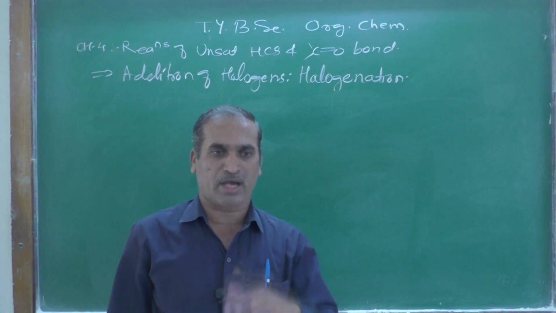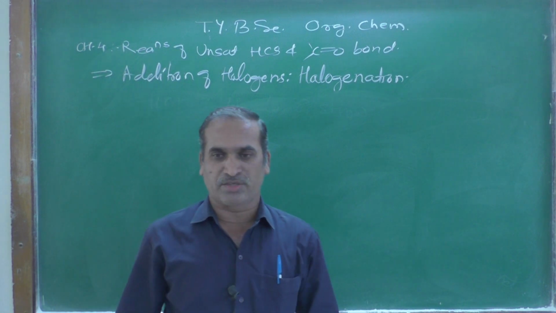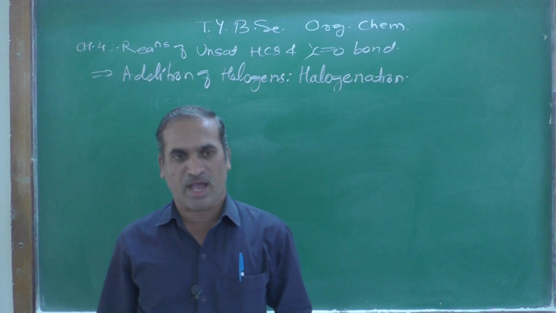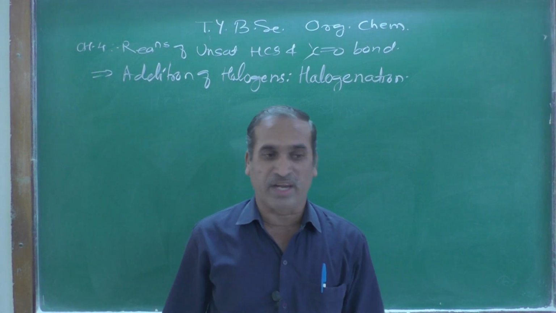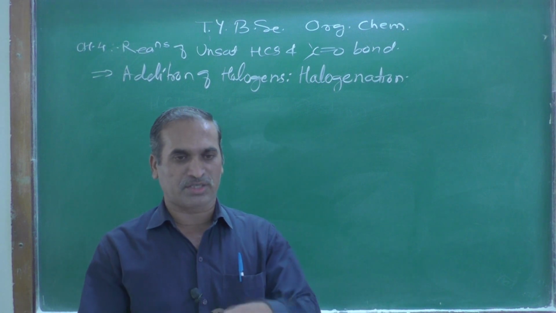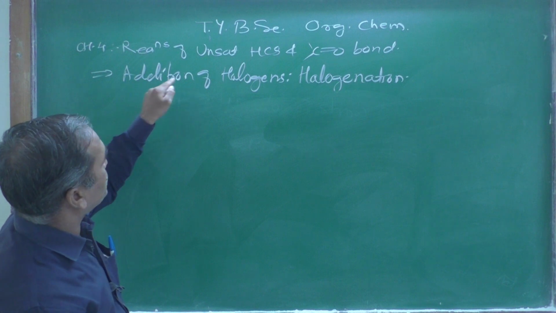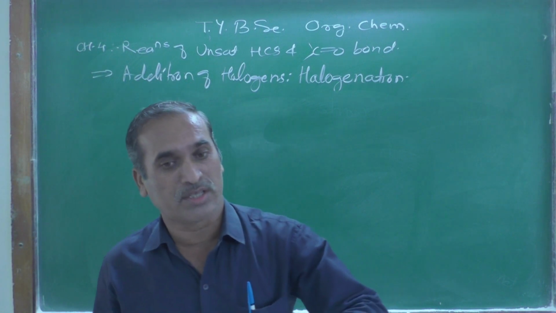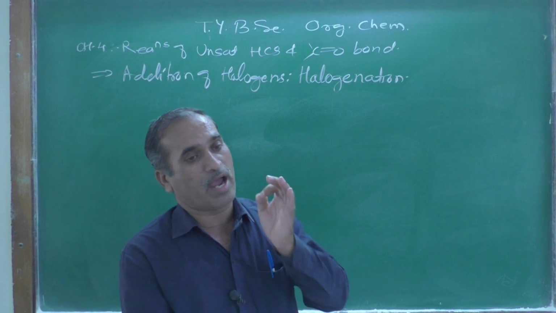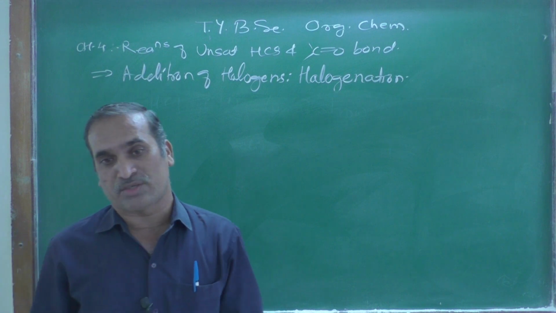An addition reaction is further divided into three types: electrophilic addition reaction, nucleophilic addition reaction, and free radical addition reaction. These are the three types. Now, for the addition of halogen, what type of addition reaction is it? It is again an addition reaction similar to the electrophilic addition reaction.